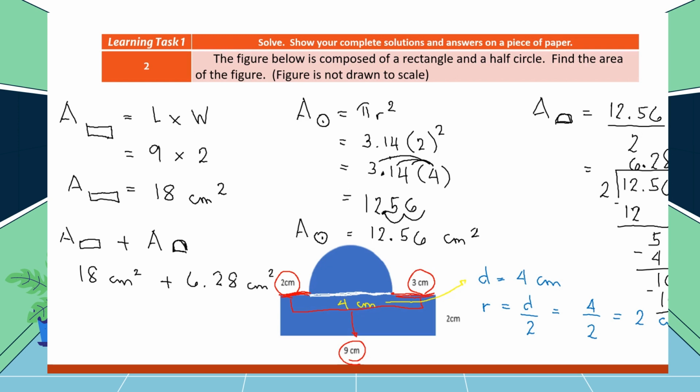So, dahil ito ay whole number, madali lang i-add. 18 plus 6, so the answer is 24. And then copy the decimal part, 28. So, 24.28 square centimeter. So, these children, ang tamang kasagutan sa total area nitong figure na ito. Gets? Gets.